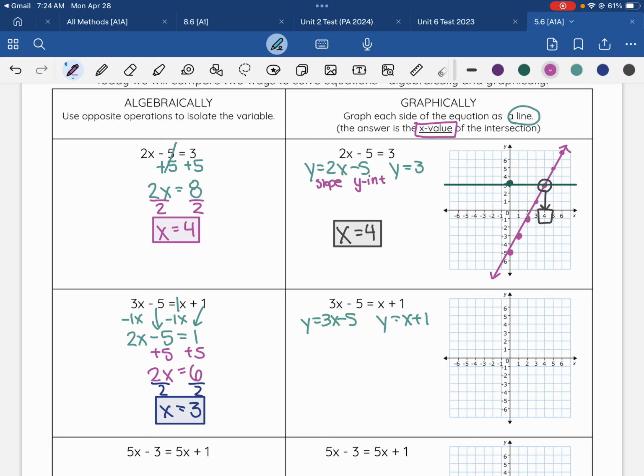And then my y-intercept, again, would be negative 5. But this time, my slope is 3. So I'm going to go up 3 over 1. Like that. On the other line, my y-intercept is 1. And my slope doesn't have a number in front of x, so it is also going to be 1, meaning you go up 1 over 1.